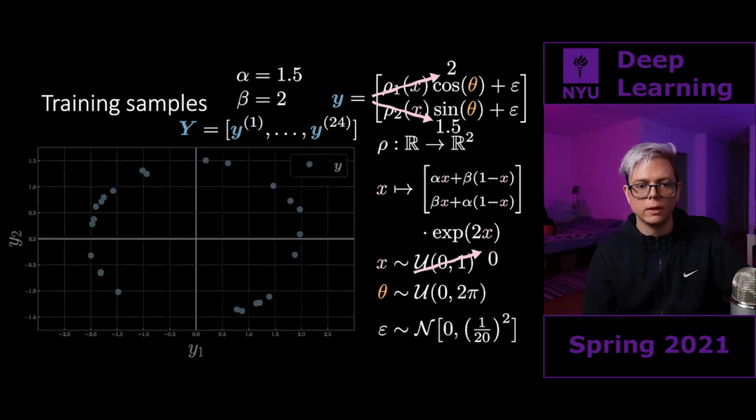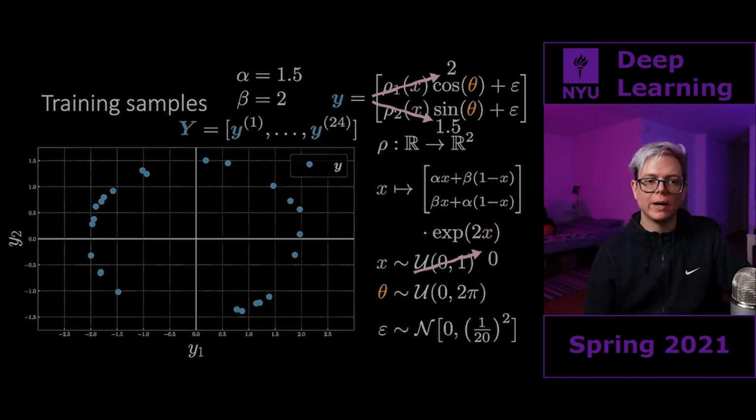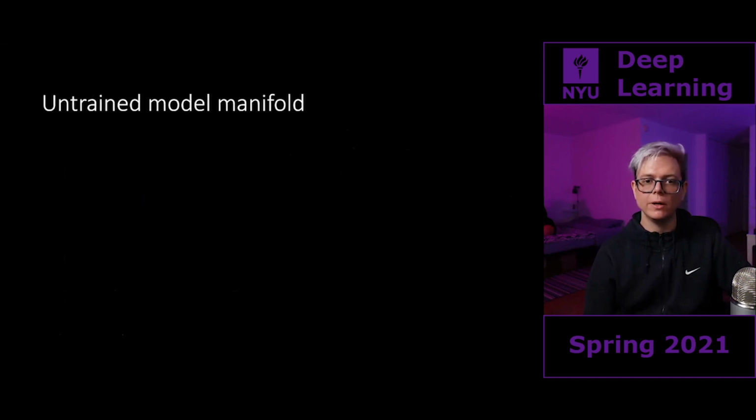Okay, cool. And so this is my data set, okay? My data set doesn't have X's. It's going to be just unconditional or unsupervised, and it only has Y's. Okay, interesting. All right, so let me show you now my untrained model manifold.